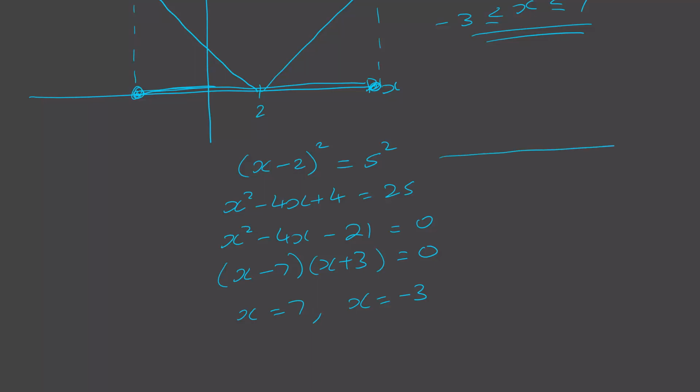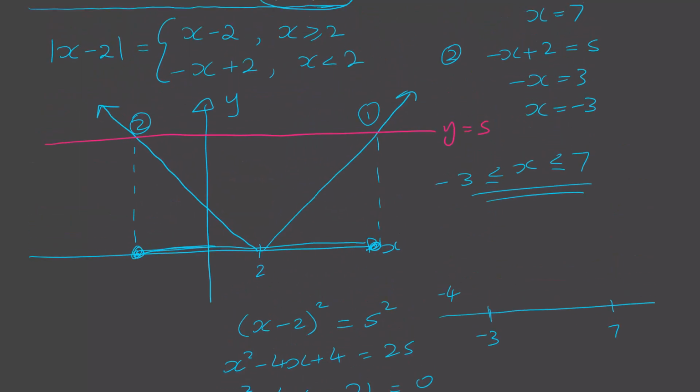So if we look at our number line now, we've got an intersection at negative 3, we've got an intersection at 7, and then we could just point test. So take a point over here, such as negative 4, and put it into the original equation. And if we did that, we would have negative 4 take away 2 in modulus. Well, that's negative 6 in modulus, which would be 6. And that, of course, is greater than 5. So we know this region is not one we want.